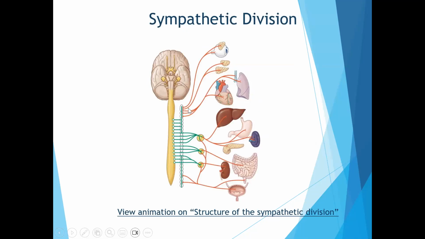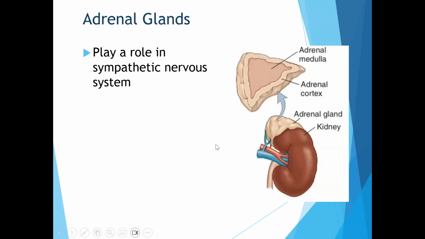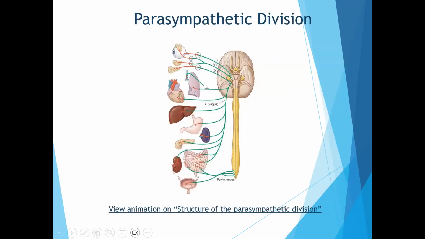So this is also known as the thoracolumbar division because all the neurons for the sympathetic division arise from the thoracic and lumbar region. One non-nerve structure that plays a large role in the sympathetic nervous system is our adrenal glands. These sit on top of our kidneys, and when they're stimulated, they secrete epinephrine and norepinephrine into our bloodstream. Our sympathetic receptors will respond to the release of epinephrine and norepinephrine.